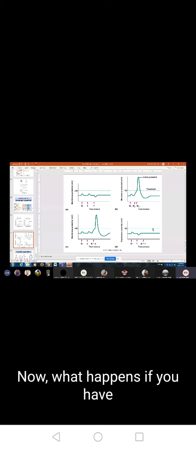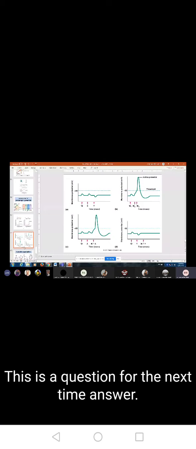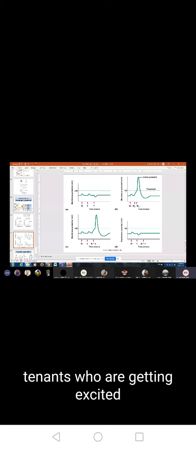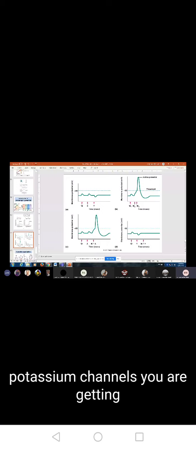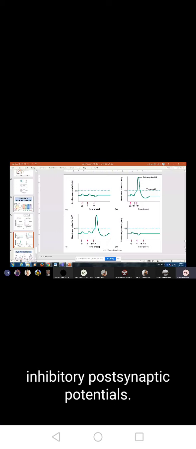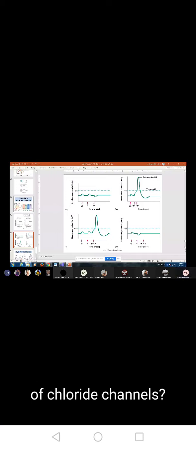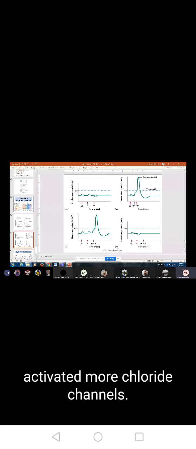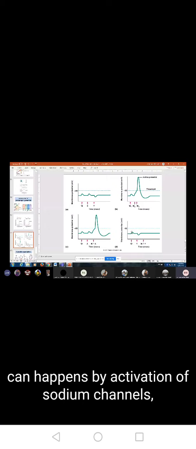Now, what happens if you have activated chloride channels? This is a question for next time. We said by activation of sodium channels, you are getting excitatory potentials. By activation of potassium channels, you are getting inhibitory postsynaptic potentials. Now, what happens by activation of chloride channels? It balances the sodium, you mean. Actually, yes, that's what happens. If you have activated more chloride channels, you are preventing any depolarization that can happen by activation of sodium channels.